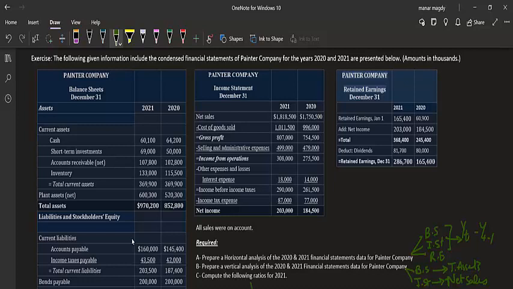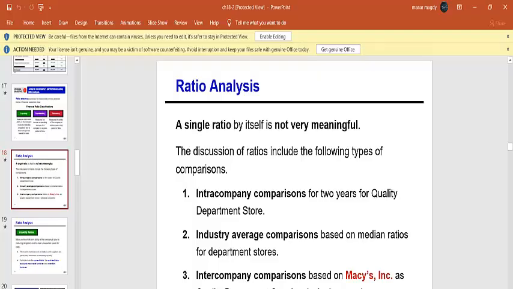Each of these ratios gives you a hint about a specific point. Let's see here. Ratio analysis, each one of them as a single ratio is not meaningful. The meaning that you get from it is that you compare it between the companies in the same industry. Okay.